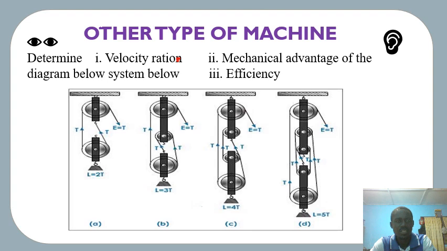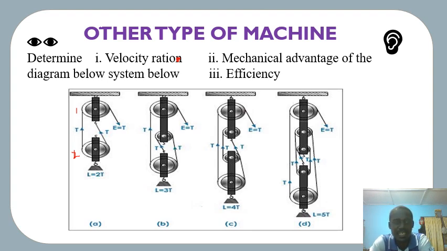So now we have two pulleys, one here and one here, then we have two also here. The second one is also here, which is the 2. Therefore, we will see that the velocity ratio is equal to 2. At the same time, the mechanical advantage is also equal to 2. So 2 will be equal to the velocity ratio and the mechanical advantage.